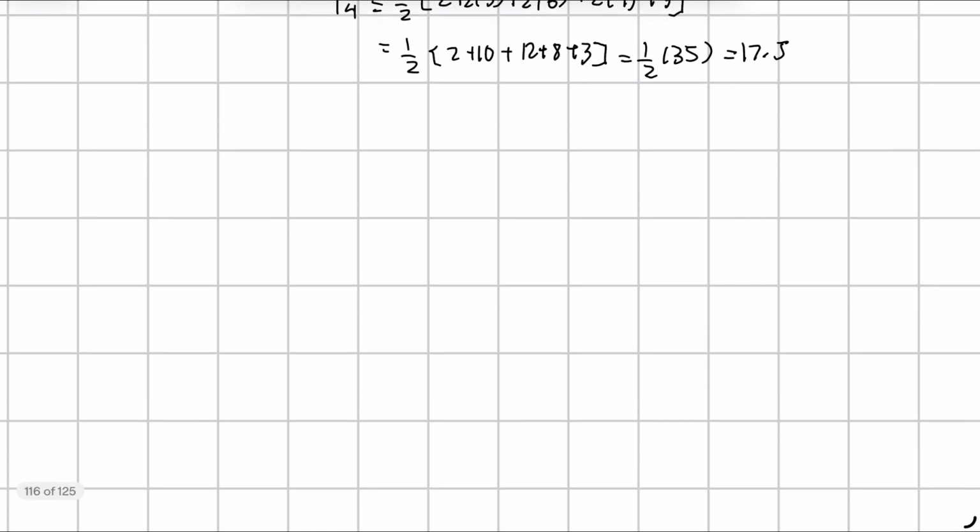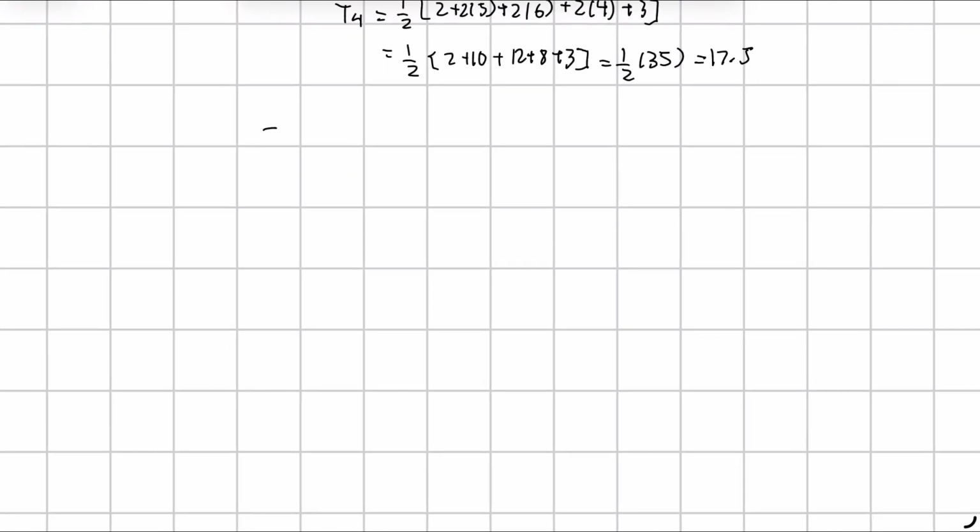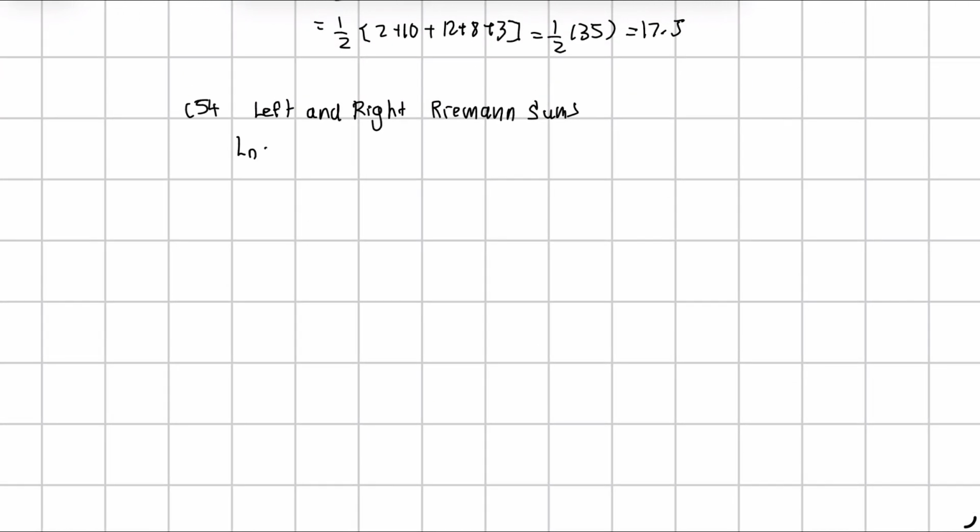Now let's do left and right Riemann sums. So our formula for the left Riemann sum is the summation of f of your left endpoints, hence the name, times delta x. And then R sub n is going to be the summation of your function with input of your right endpoints, times delta x.